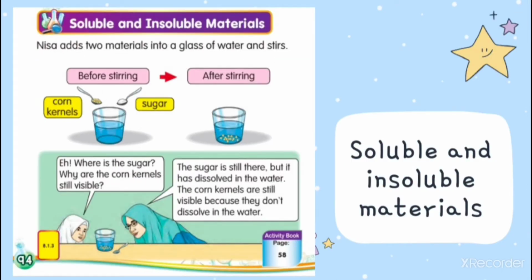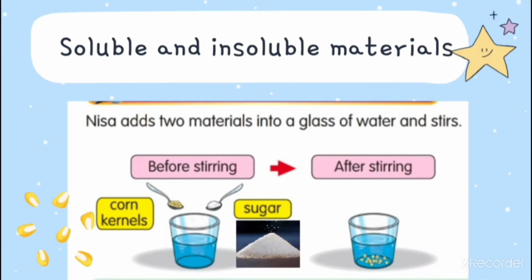Okay, today we are going to learn about soluble and insoluble materials. Okay, soluble, boleh larut, insoluble, tidak boleh larut. Okay, now let's look at your textbook, page 94. Soluble and insoluble materials. Okay, soluble, larut, boleh larut, boleh larut dalam air. Insoluble cannot dissolve, tak boleh larut dalam air.